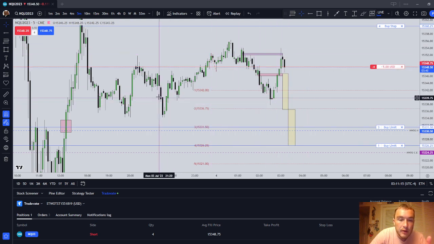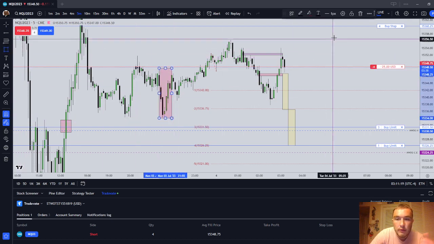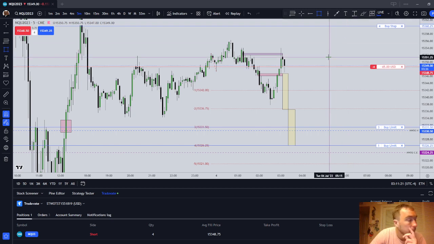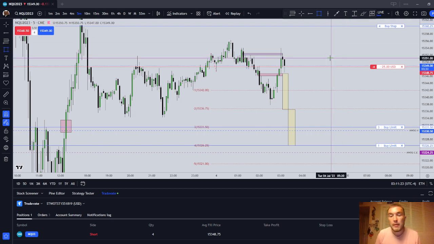Why? We traded down into, what is this, guys? Guys, this is a balanced price range, right? Price got a reaction off that. It's just to be expected. We do expect reactions off balanced price ranges.